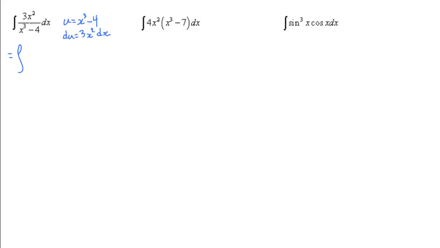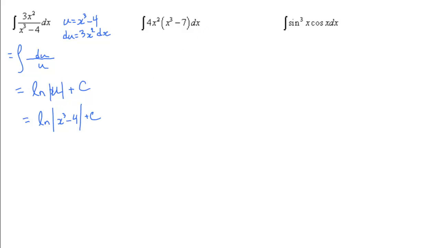So when we make our substitution now, the denominator is u, the numerator is du, and the integral of du over u is one you should recognize. That's the natural log of u. Substituting back then, we get the natural log of x cubed minus 4 plus a constant.